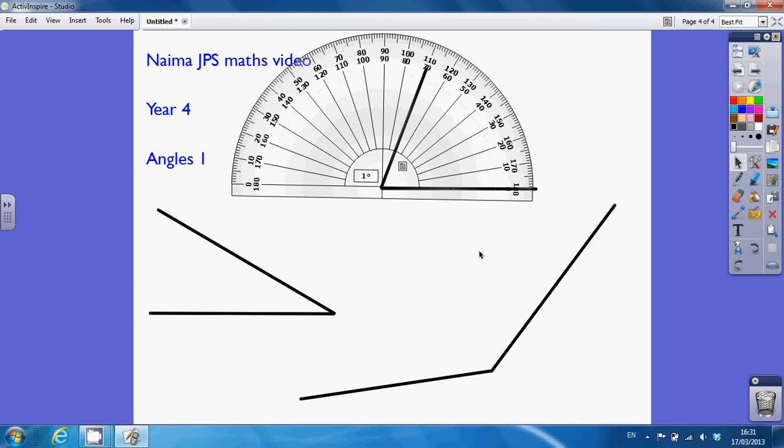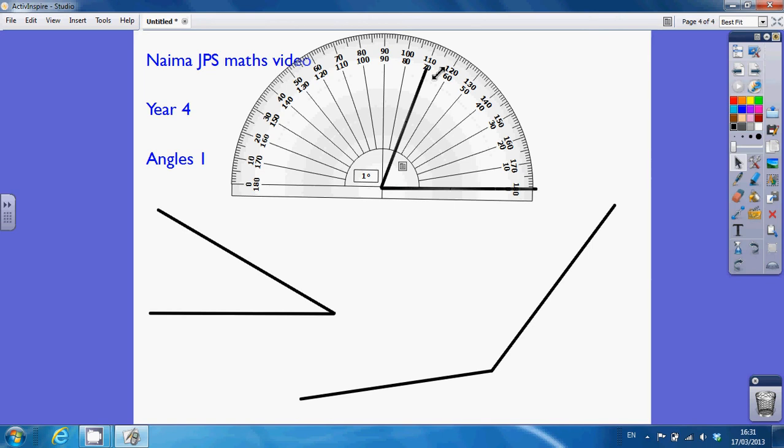Okay, hopefully you have told me that it is 70 degrees. Now remember, two ways to do it. You could have started on 0 and counted up to 70, or looked at the two numbers and thought, it can't be 110 because a right angle is 90 degrees and this angle is smaller than that. So this one has to be 70 degrees.